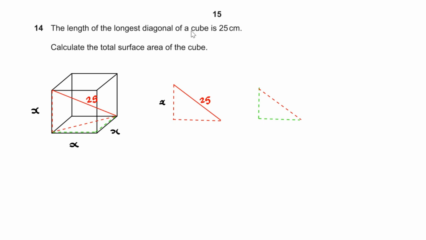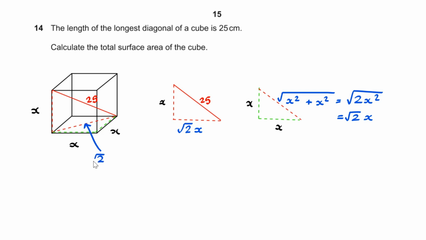So if we add the dimensions on, we've got 25 over here, and here is x. Here you can see we've got a length of x, and here we've also got a length of x, and therefore this length will be the square root of x squared plus x squared. So through Pythagoras we have root 2x. Just to clarify, we've got 2x squared square rooted, which is the same as root 2 x, because the square root of x squared is just x. So this length over here is root 2 x.